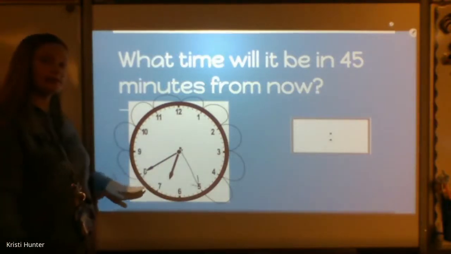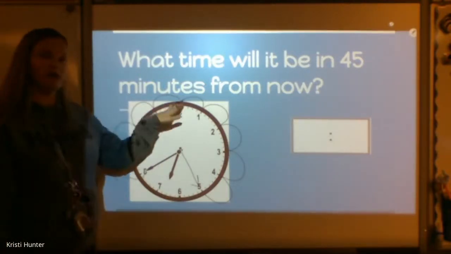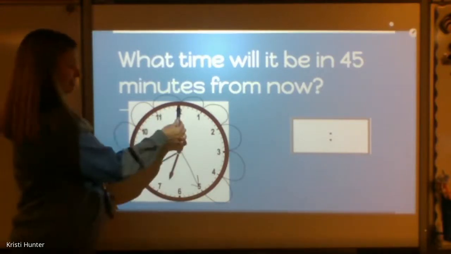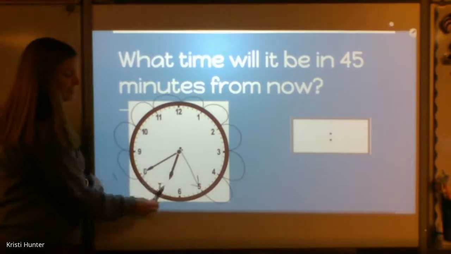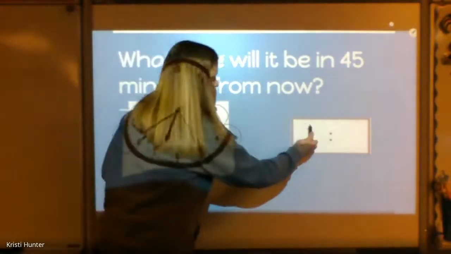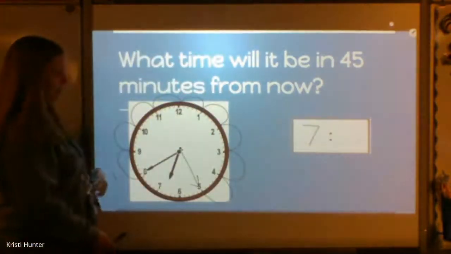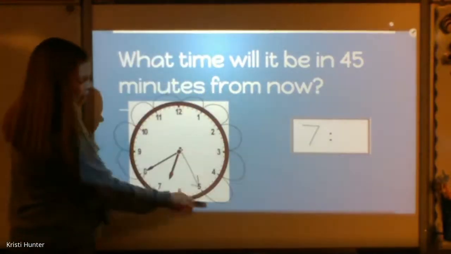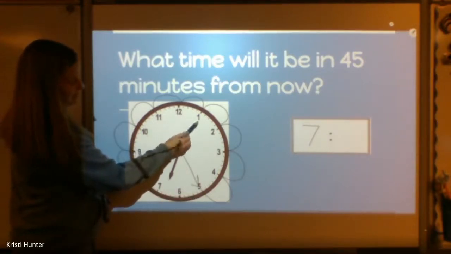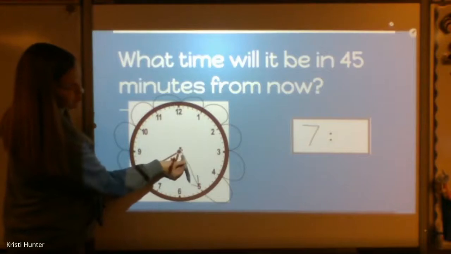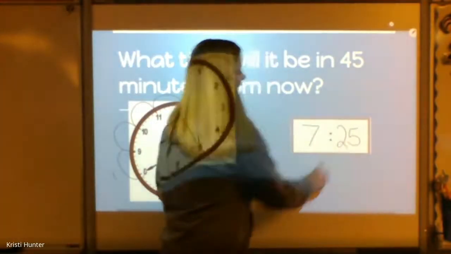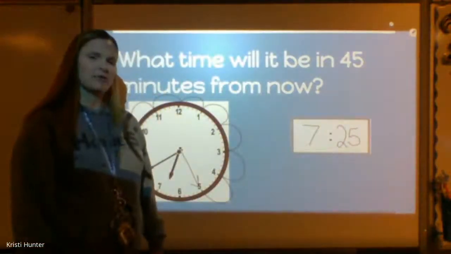Now you notice I passed that o'clock, didn't I? So my hour had to change because I went past this o'clock mark. So instead of it being 6 o'clock still, my o'clock changed to 7. So my hour has moved up. And now my long minute hand is over here at this 5, which means I'm at 5, 10, 15, 20, 25. So it's now 7:25. Those are a little tricky, aren't they?